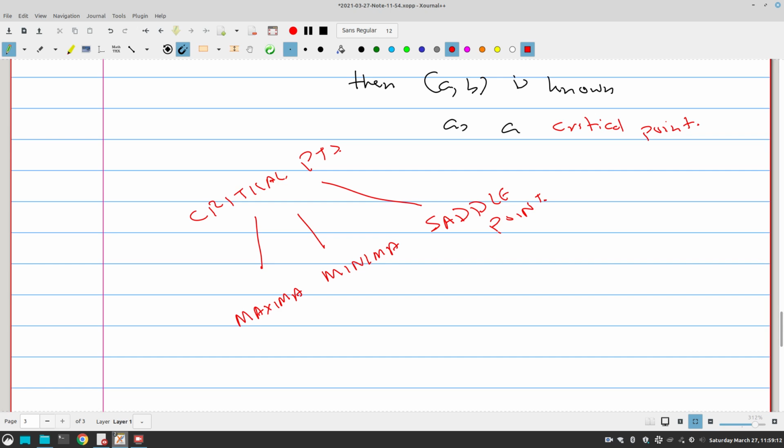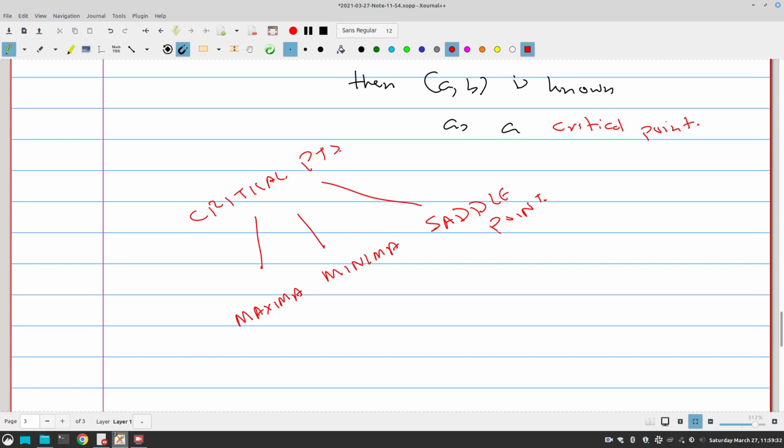Now let's look at a few examples of critical points, and then we'll find a way to determine if a critical point is a maxima or minima or a saddle point.